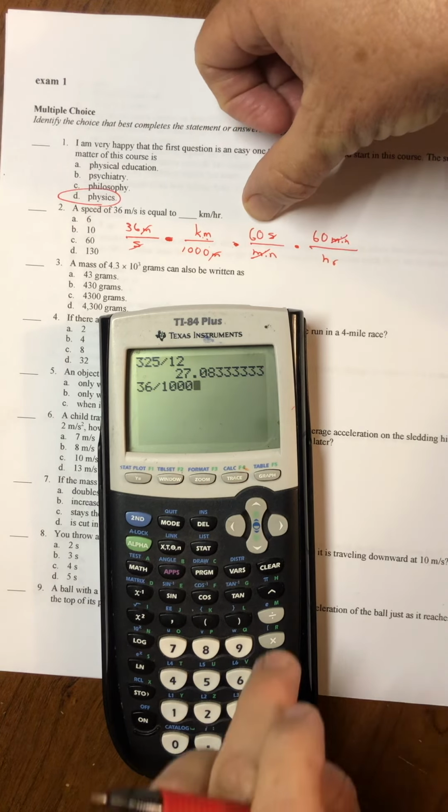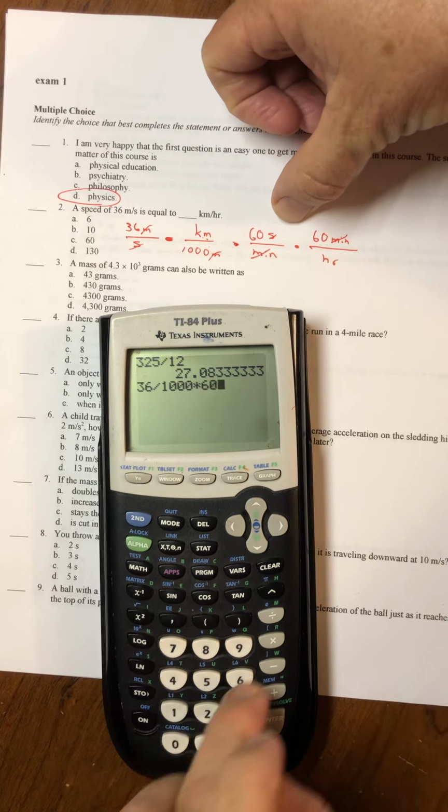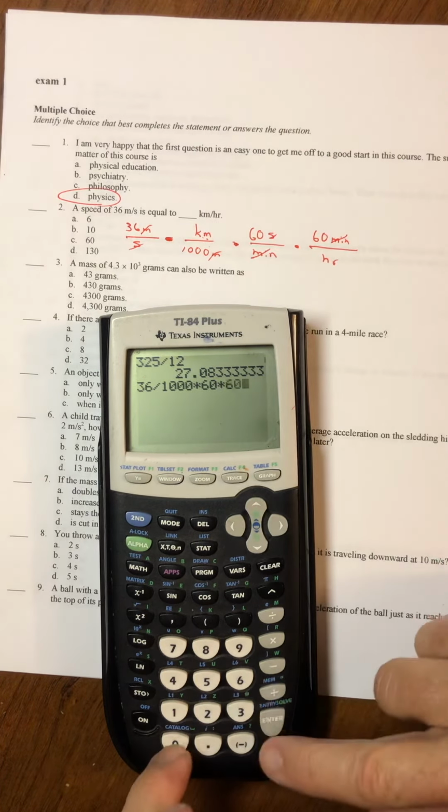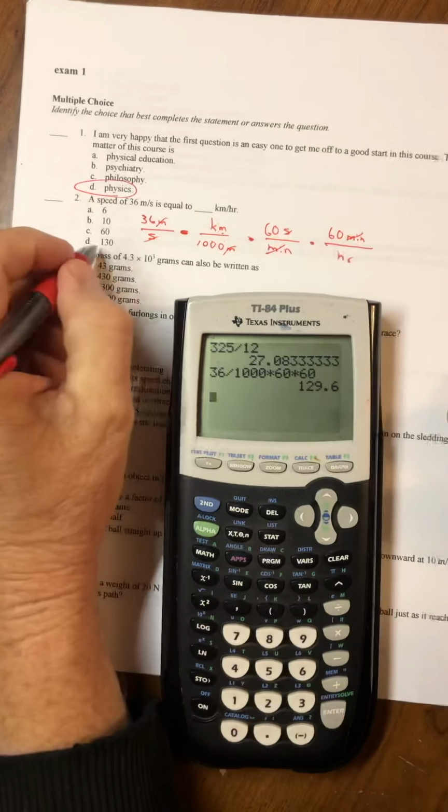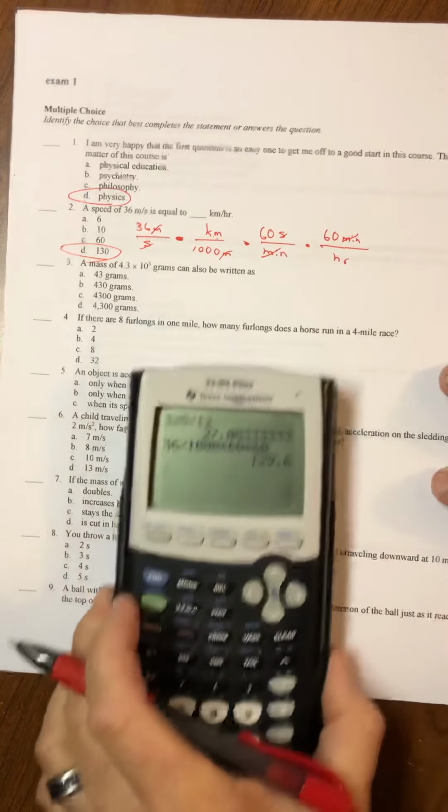Grabbing my calculator, here I have 36, divided by 1,000, multiplied by 60, and multiplied by 60. And so that's roughly 130. So number 2 should be D.